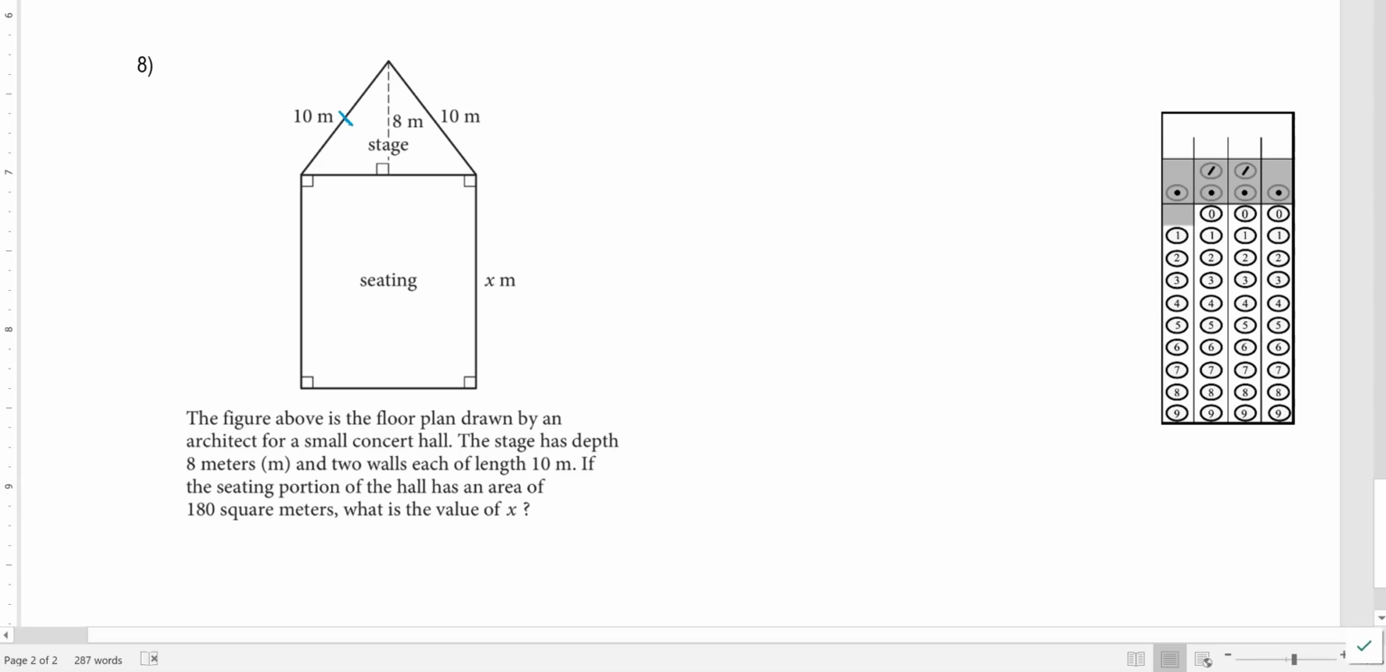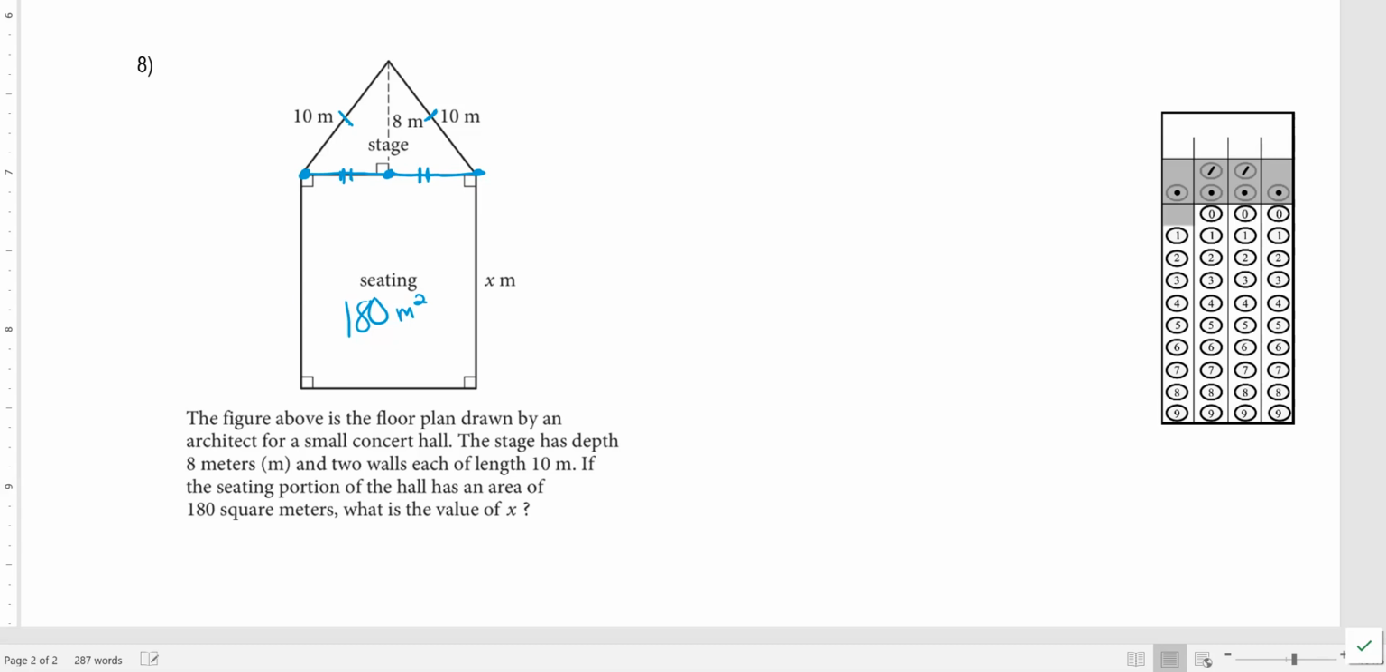Now, use this. If this is 10 and this is 10, that's an isosceles triangle. So what that means is this height, this 8, would divide this side into two equal pieces. It's a property of geometry, okay? So we know that whatever these dimensions are, and we can figure that out hopefully, these are going to be the same values. So from here to here and from there to there. All right, we know that the seating portion is 180 square meters. Okay, we're trying to find the value of x.